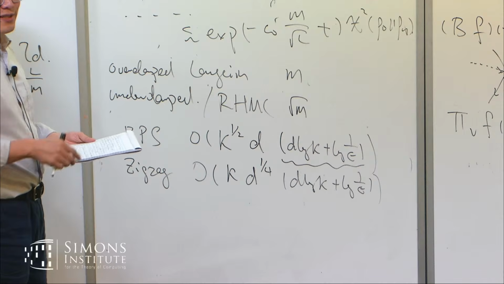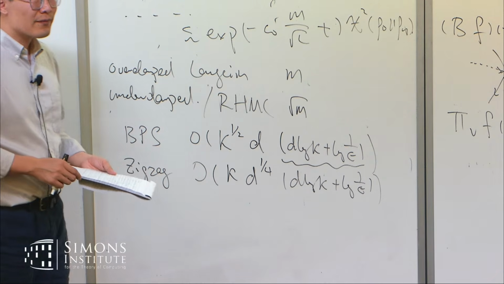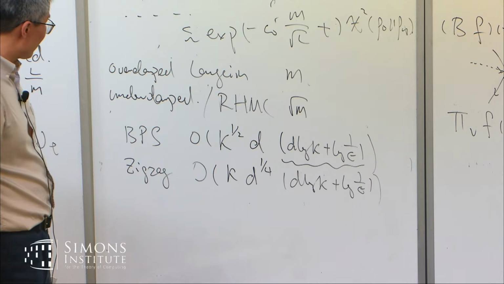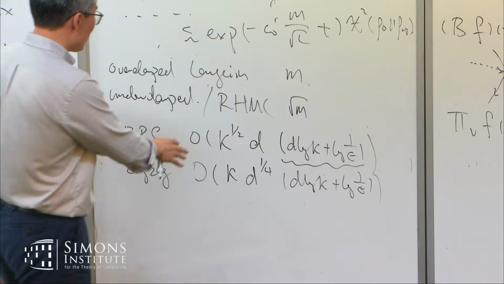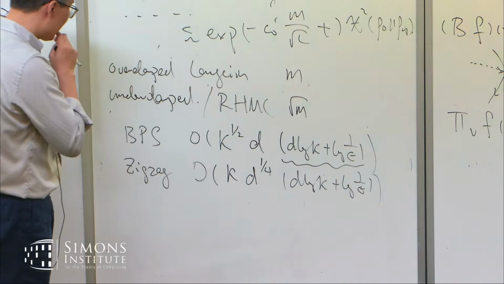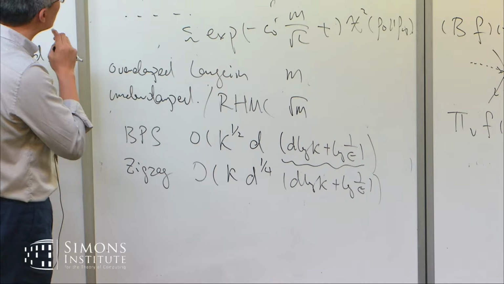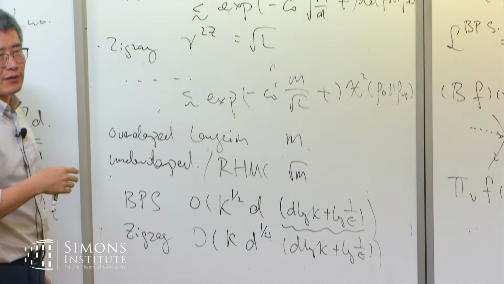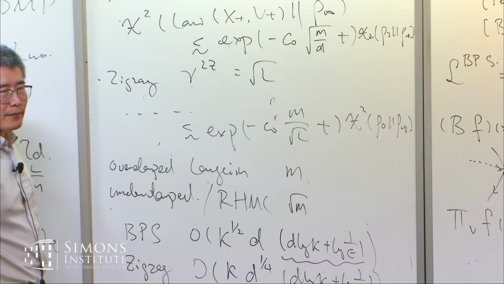Any questions? Yes? In the bound for BPS, I cannot see the L. Oh, there was no L, it's only kappa. No, the exponential bound. Oh, here? No, there was no L dependence. So the rate doesn't depend on L. It only depends on the lower bound.